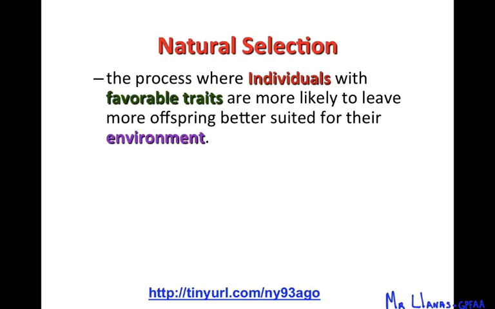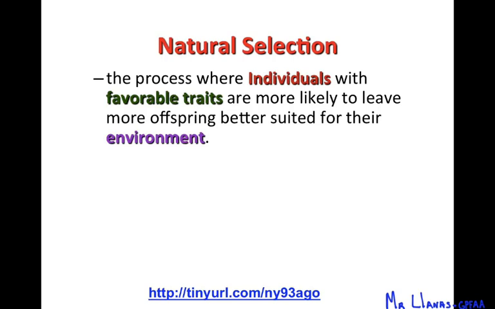Okay, natural selection is a process where individuals with favorable traits are more likely to leave more offspring better suited for their environment, meaning that if you have the traits that allow you to survive longer and you're able to reproduce more than the other organism, then you're going to be selected naturally, right? Your alleles will stay in the population at a higher frequency than those that cannot reproduce, okay?